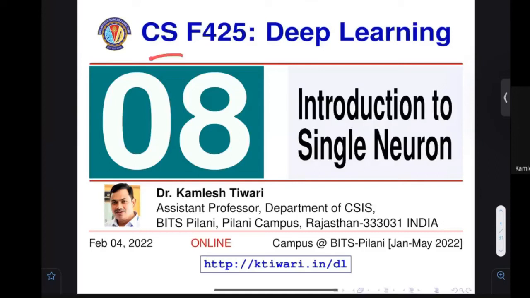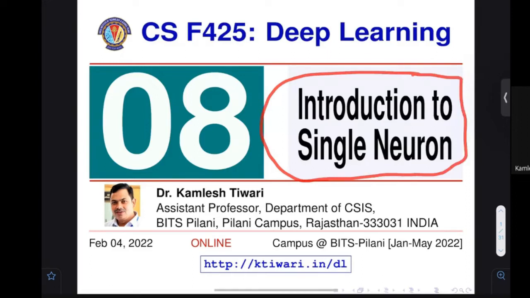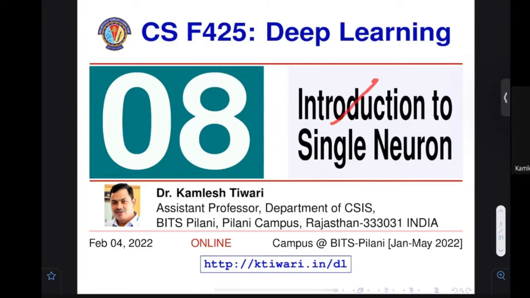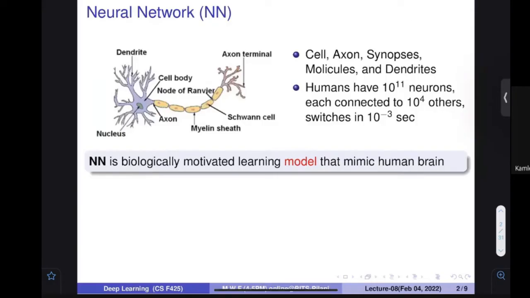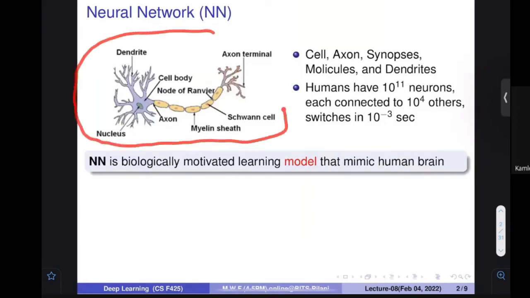Welcome once again. This is lecture number 8 on deep learning. In this session, we are going to talk about an introduction to neurons. We are going to see some of the history related to the neuron and some of the biological perspective of the neuron. So this is the architecture of the general neuron that people talk about in the biological area.